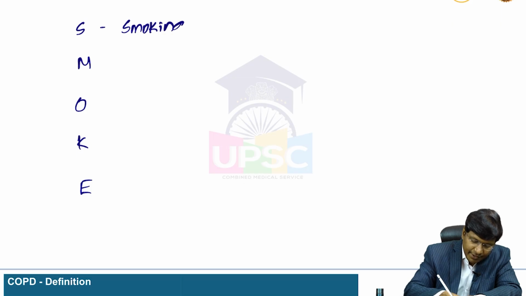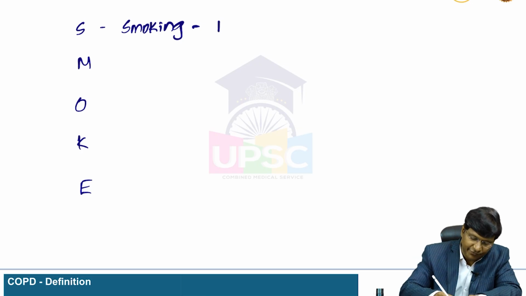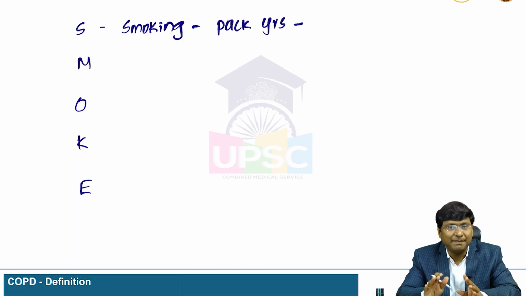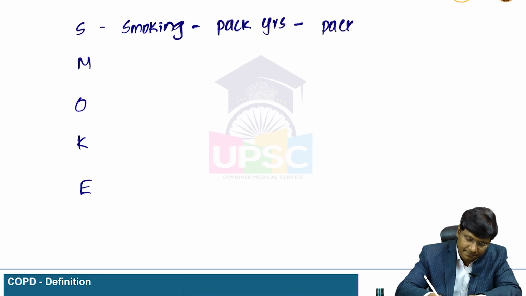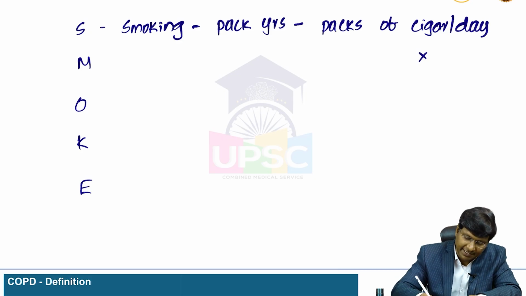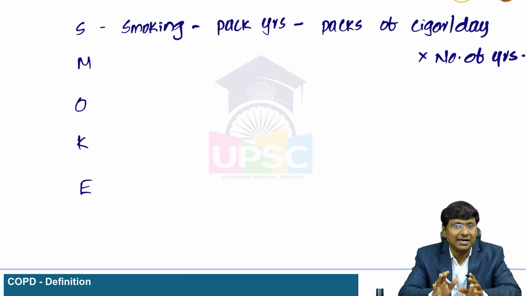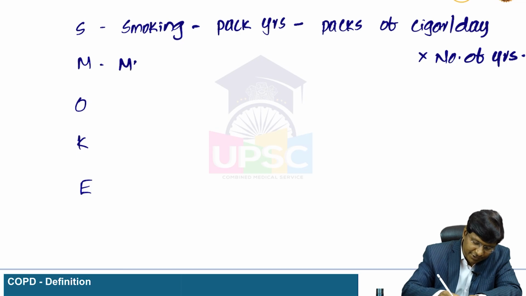right? And you need to remember here that smoking is calculated in the form of the pack years. Now what do you understand by this pack years? It is the packs of cigar per day, right? It is the packs of the cigar per day, that is multiplied by number of years. That is what is called pack years. And M stands for mutation.